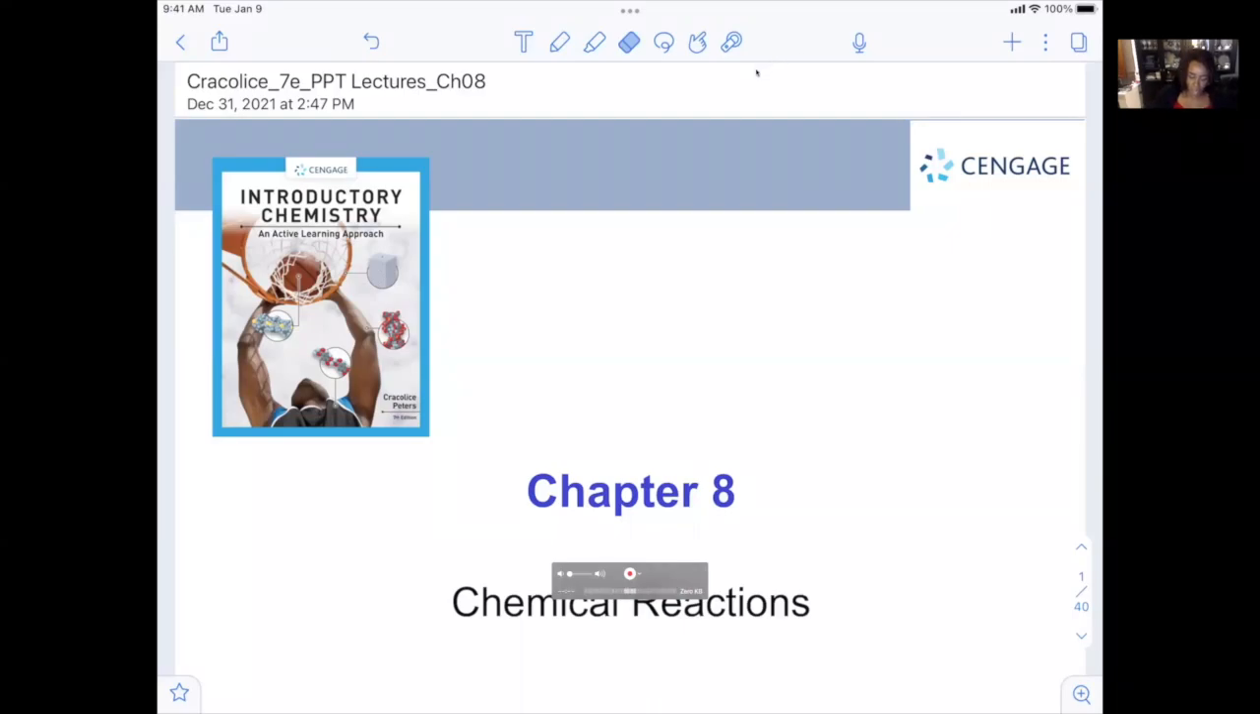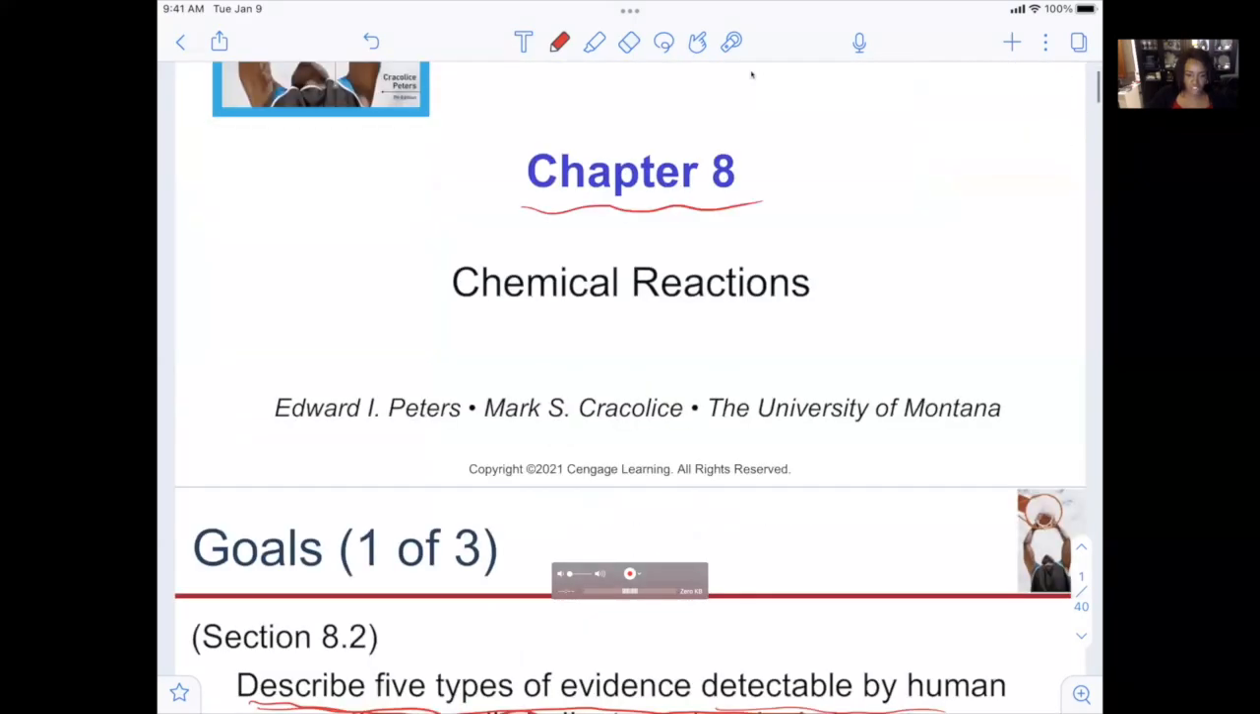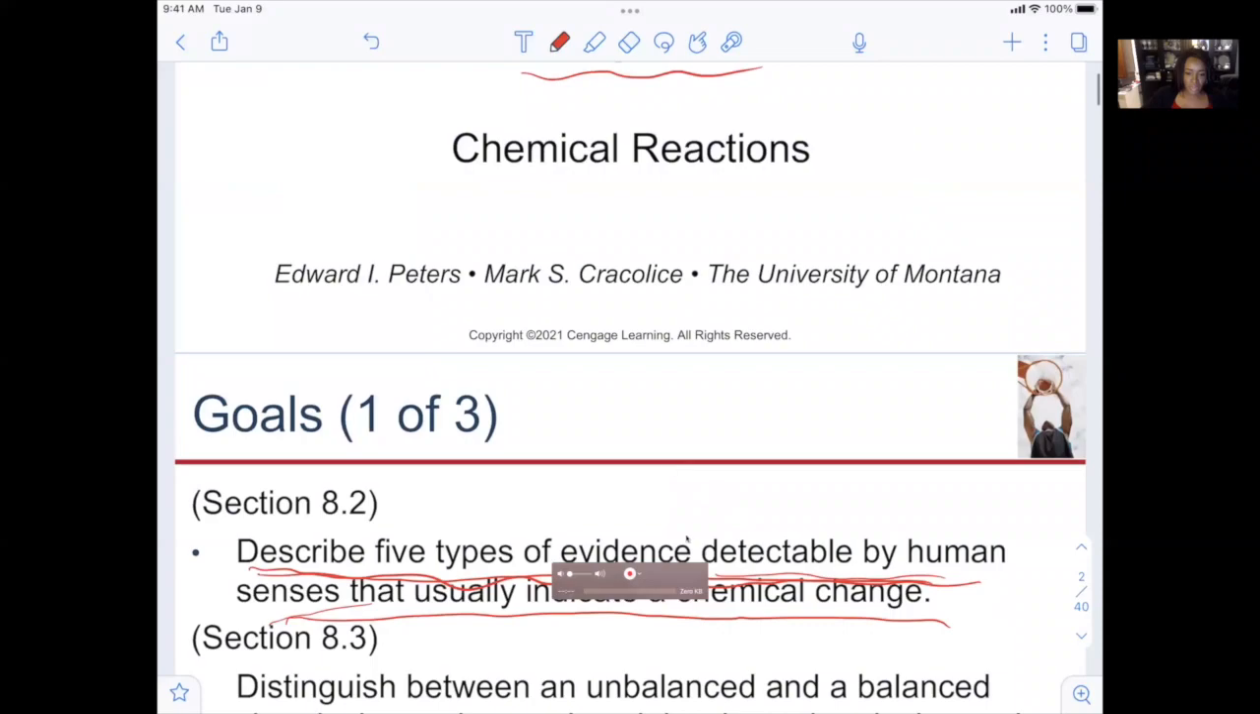Okay, I'm going to start with chapter 8 video, and chapter 8 covers chemical reactions. So in this chapter, our main focus will be talking about balancing the chemical reaction. Before we balance it, how can we tell a chemical reaction is actually taking place? So when is a chemical reaction taking place? How can we tell? We'll talk about the 5 evidences that let us know that chemical reactions are taking place. We'll balance the chemical equation, and then we'll look at types of chemical equations.